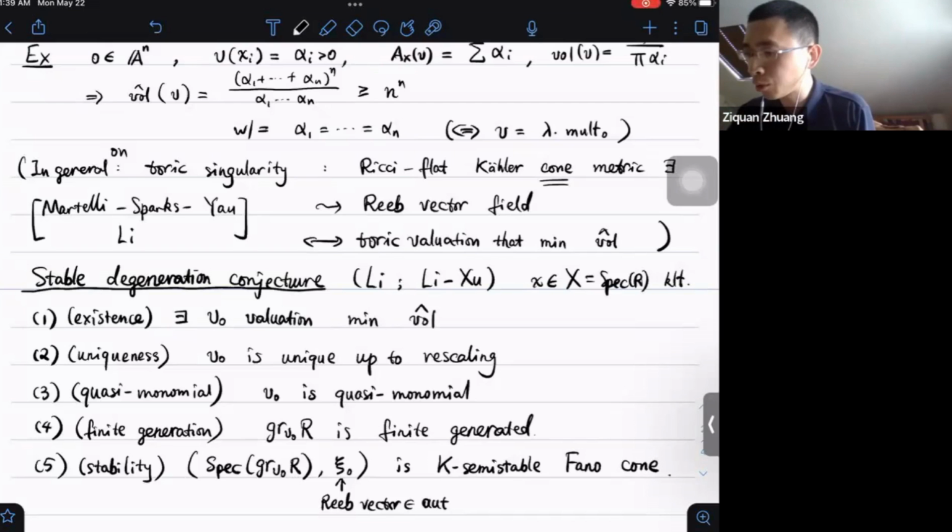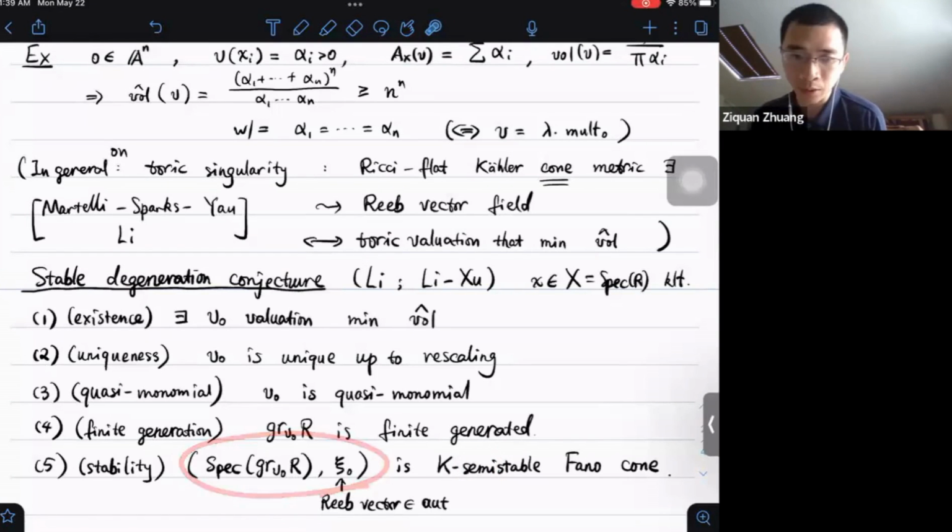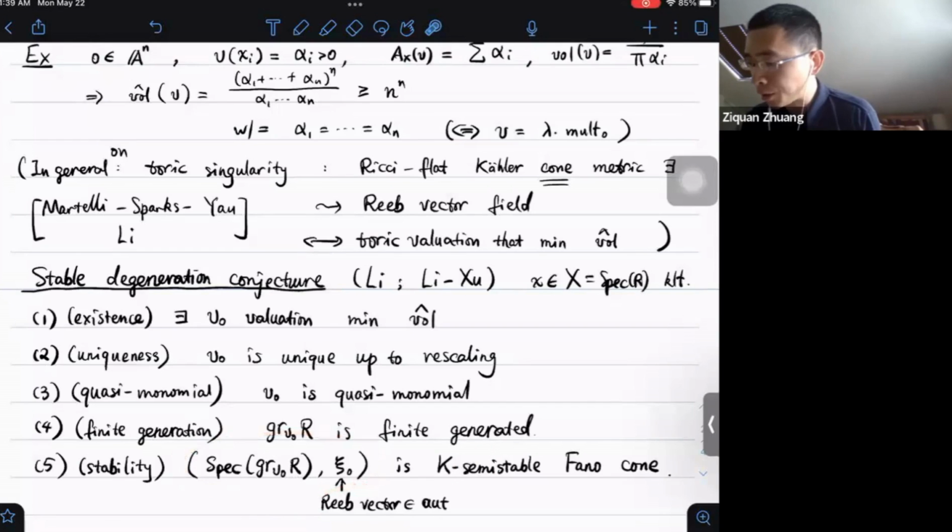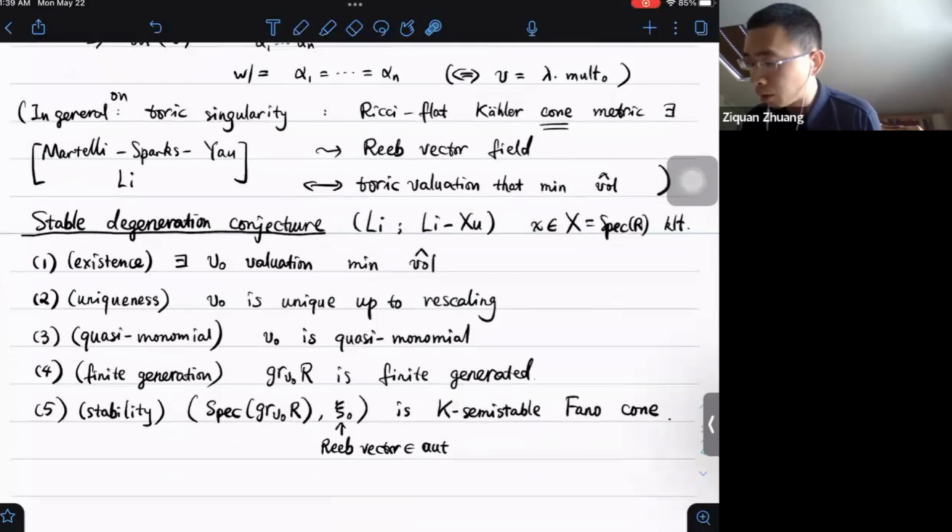Okay, so I want to try to write down what that means in concrete terms. But basically, K-semistable is very close to K-polystable. And if it's K-polystable, then this will have a Ricci-flat Kähler cone metric. And there is also a very canonical procedure to pass from a K-semistable to a polystable object. I'm not going to say that in detail.